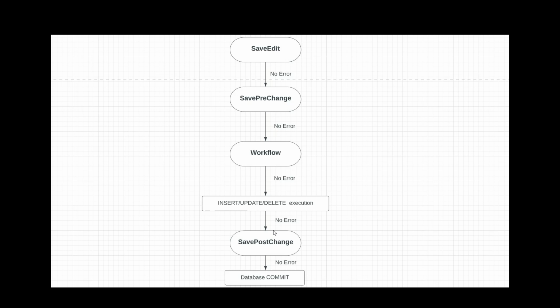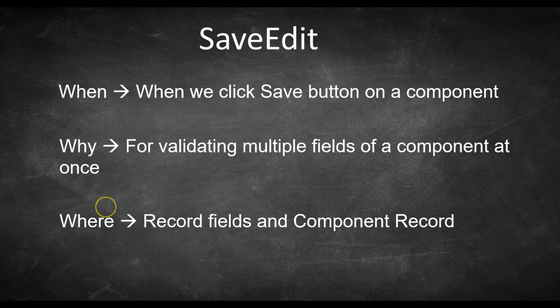Now let us see each event one by one. The SaveEdit PeopleCode event is triggered when the user attempts to save the component. So as soon as he clicks on the save button, the first event which is triggered is the SaveEdit PeopleCode event, and this event is used to validate multiple fields of a component.